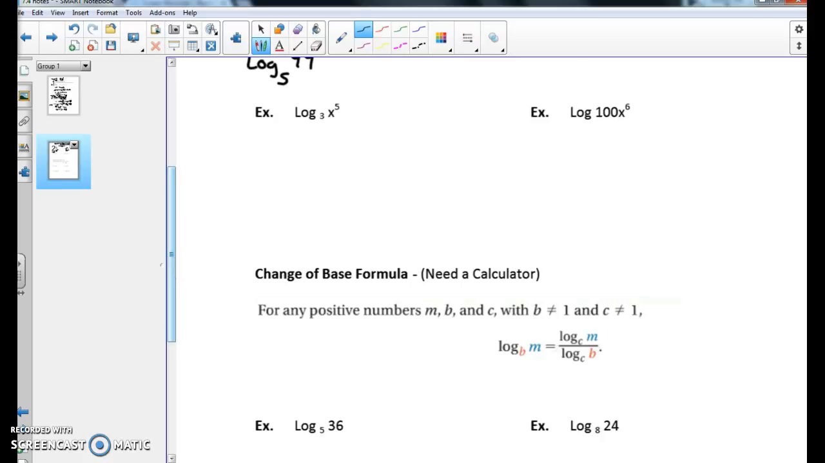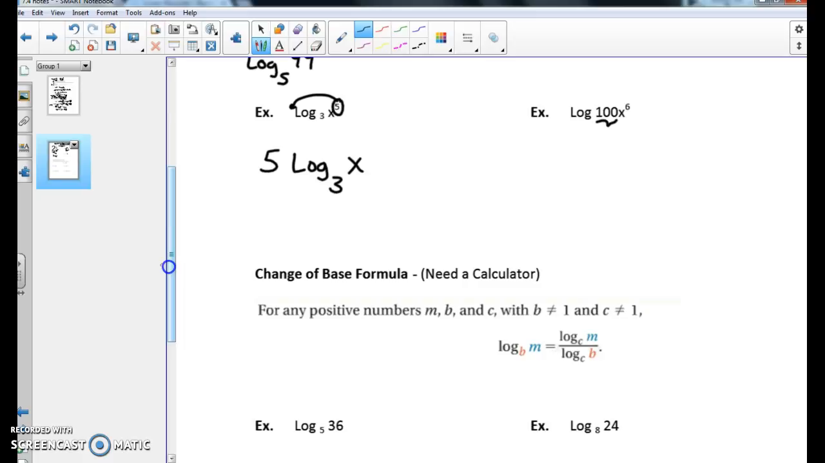And the next one here, now I have an exponent. I want to take that exponent and, instead of leaving it up top, I'm going to move it down in front. So this expression becomes 5 times log base 3 of x. And the last one, I have log of 100 times x to the 6th.